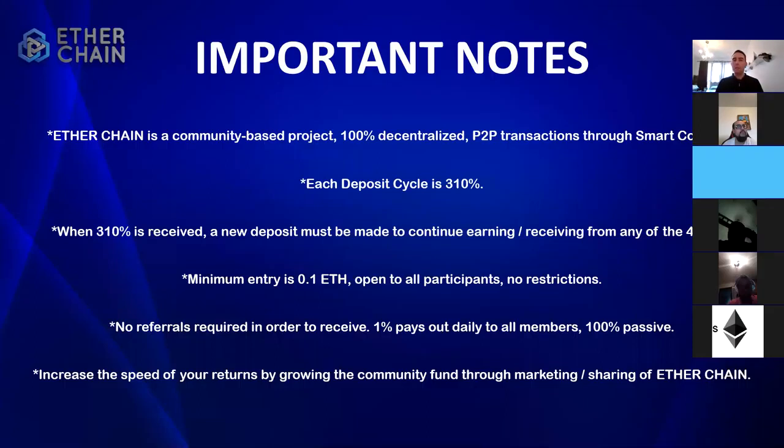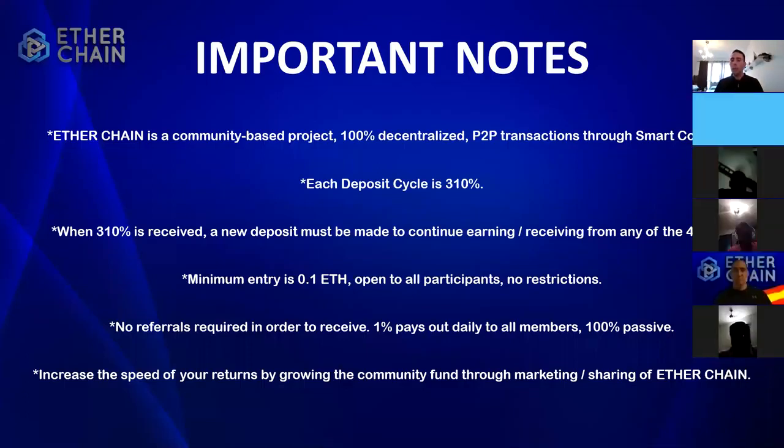Now, each deposit cycle in EtherChain is 310%. And when the 310% is received, a new deposit must be made to continue earning or receiving from any of the four ways. So what does this mean and why do we have this? First and foremost, the 310 limit is in order to create sustainability, in order to limit people from just coming in and receiving, just draining the fund.